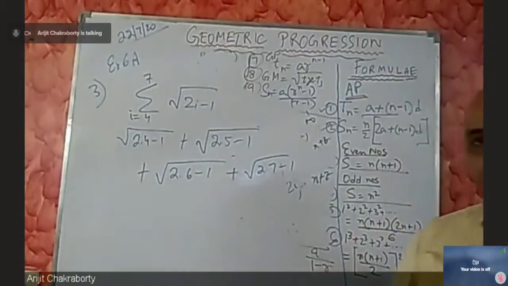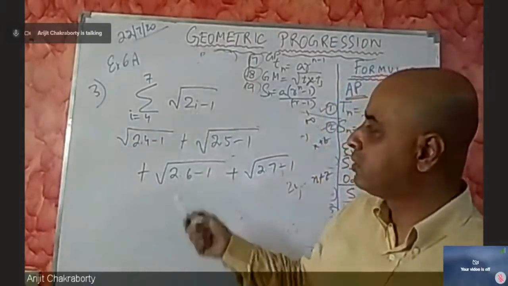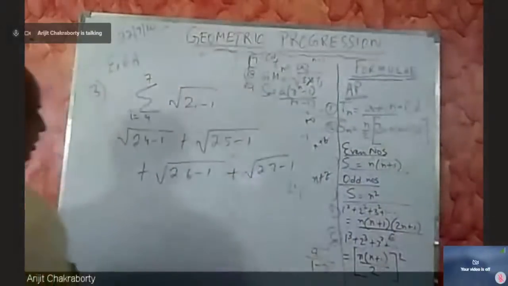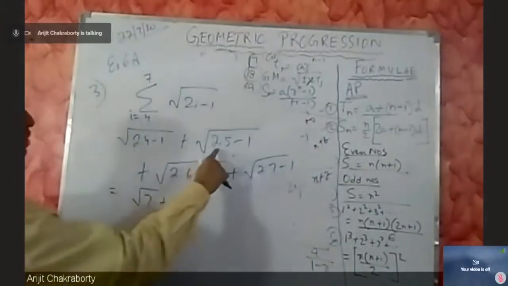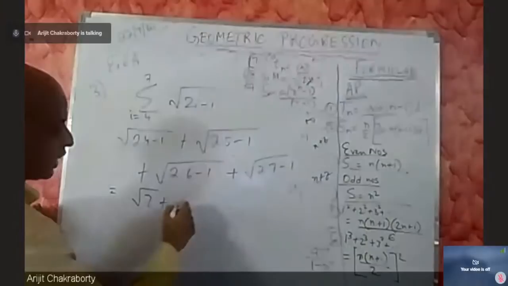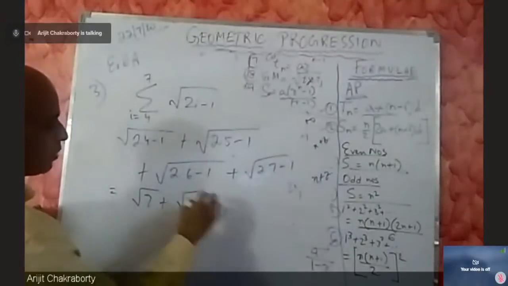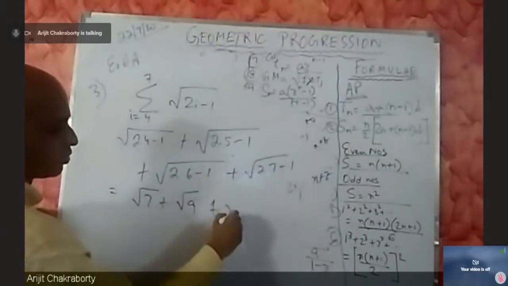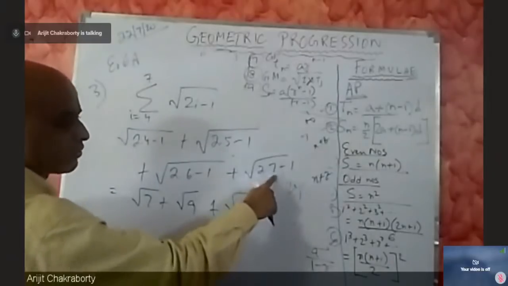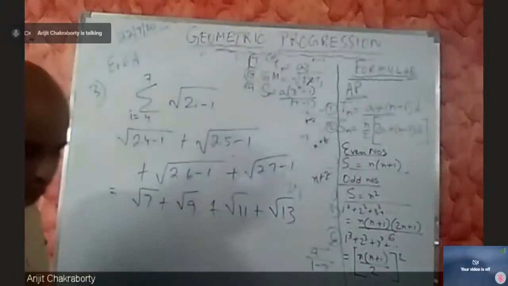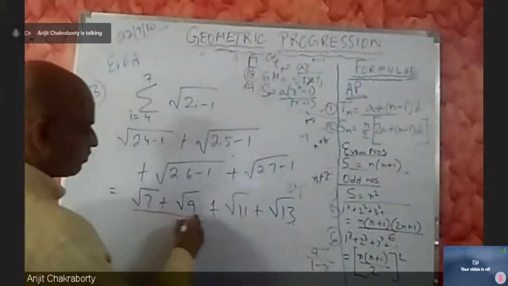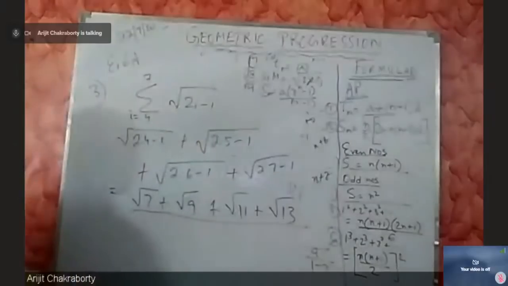Fine? Okay, so we break it up. Simple. 2 into 4 is how much? 8. 8 minus 1 is 7. So we have root 7 plus 2 into 5 is 10 minus 1 is 9. Root 9 plus 2 into 6 is 12 minus 1. Root 11 plus 2 into 7, 14 minus 1, root 13. So, dear friends, this is the answer: root 7 plus root 9 plus root 11 plus root 13.